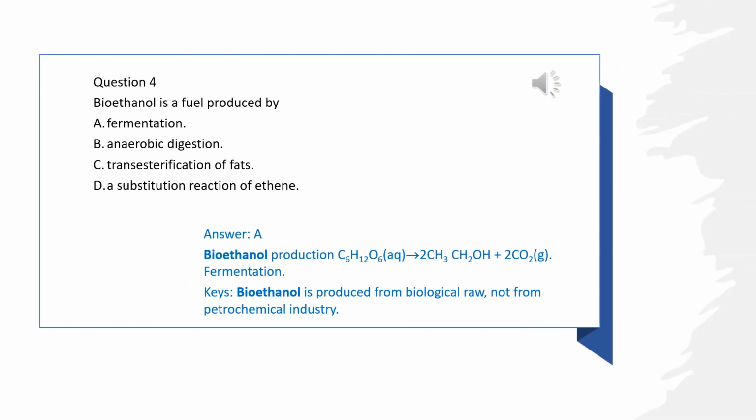The keyword is bioethanol, and bioethanol can only be derived from biological processes. D involves a chemical process. The product of C is biodiesel. Although B can produce bioethanol, it is not on an industrial scale. Only A, fermentation, can industrialize the production of bioethanol.